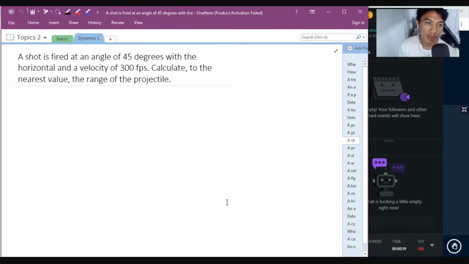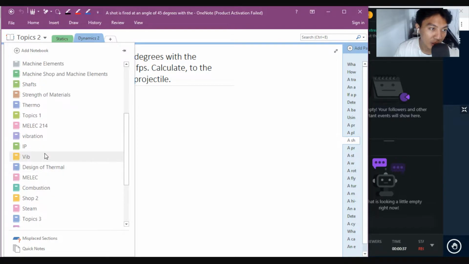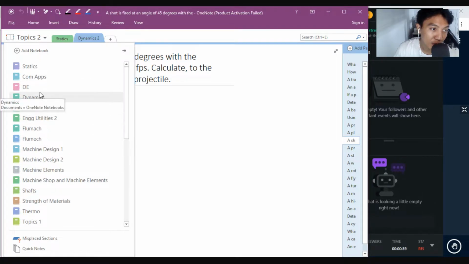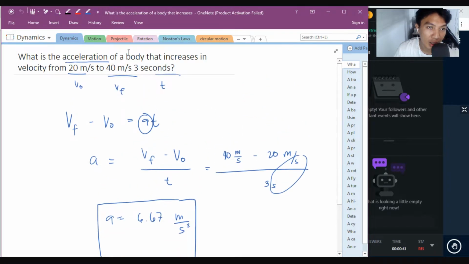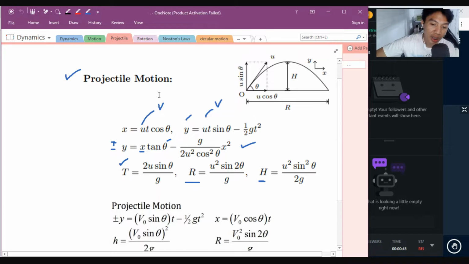A shot is fired at an angle of 45 degrees with the horizontal and a velocity of 300 foot per second. Calculate to the nearest value the range of the projectile. Okay? The range of the projectile. Let me discuss the formula of projectile motion. For projectile motion, what is the range? The range is the maximum distance horizontally your projectile will reach.